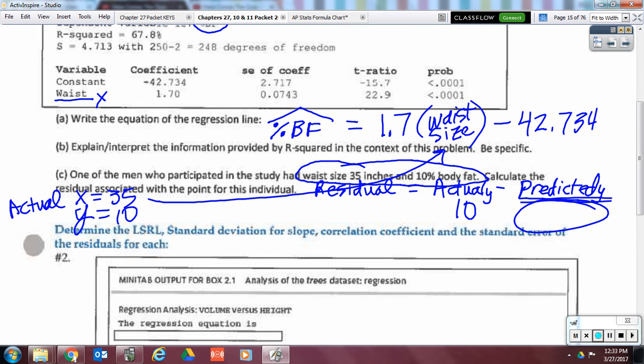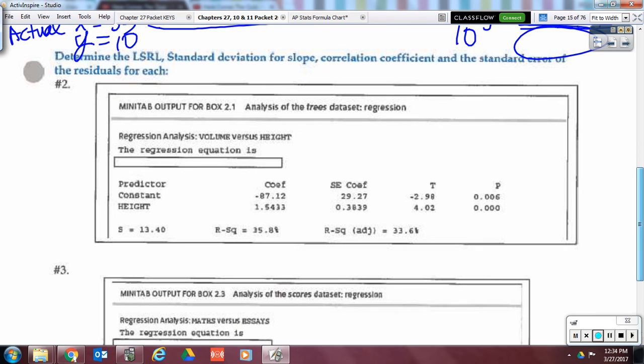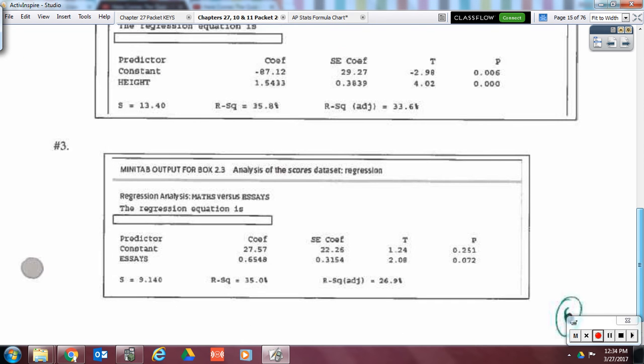Okay. And then number 2 and 3, just make sure when you write these equations, do those in context. When you do numbers 2 and 3 and you write those equations out, do those in context.